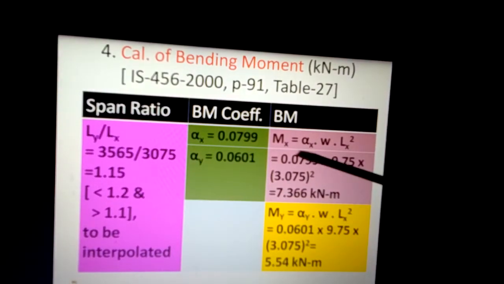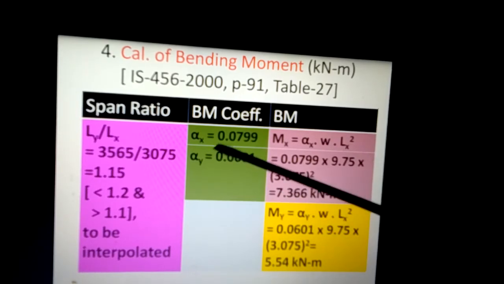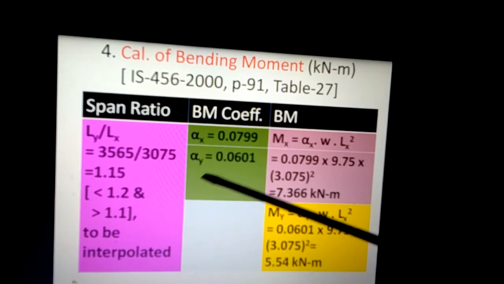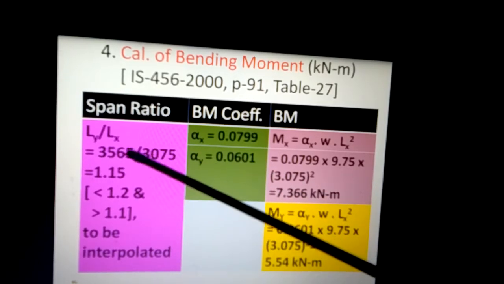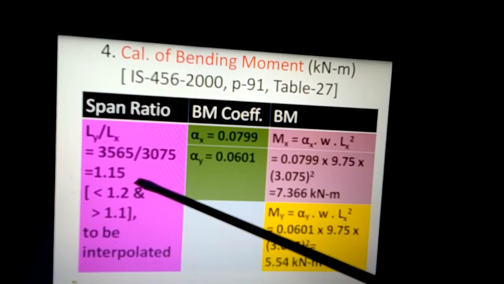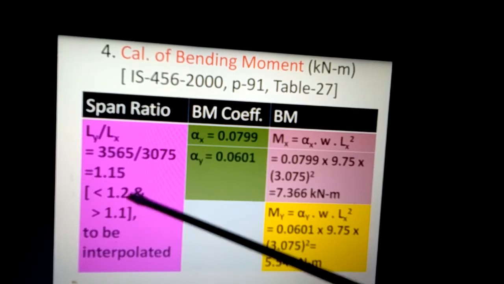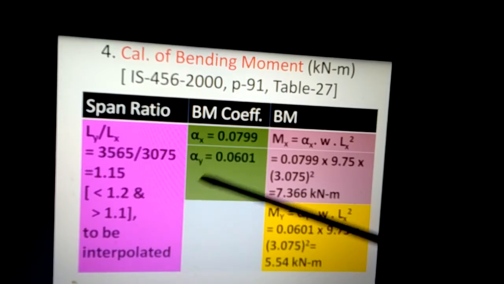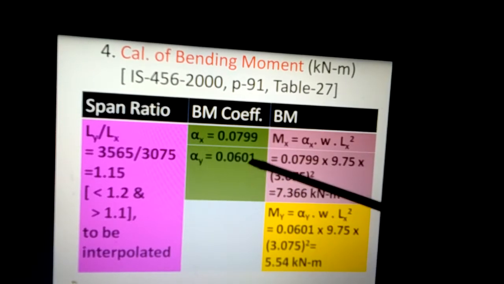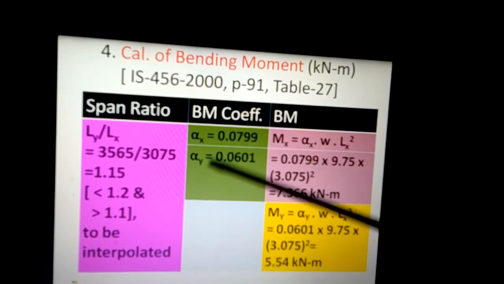Now finally we can calculate the bending moment. As per IS 456/2000, page 91, table 27, in case of two-way slab, we have to calculate bending moment coefficient along shorter span, alpha x value, and along longer span, alpha y value. But for this we need Ly by Lx ratio for effective values, that is 3565 by 3075, 1.15. So this comes in between 1.1 and 1.2. So in between, by interpolation, we get alpha x 0.0799 and alpha y 0.0601 for simply supported two-way slab case.